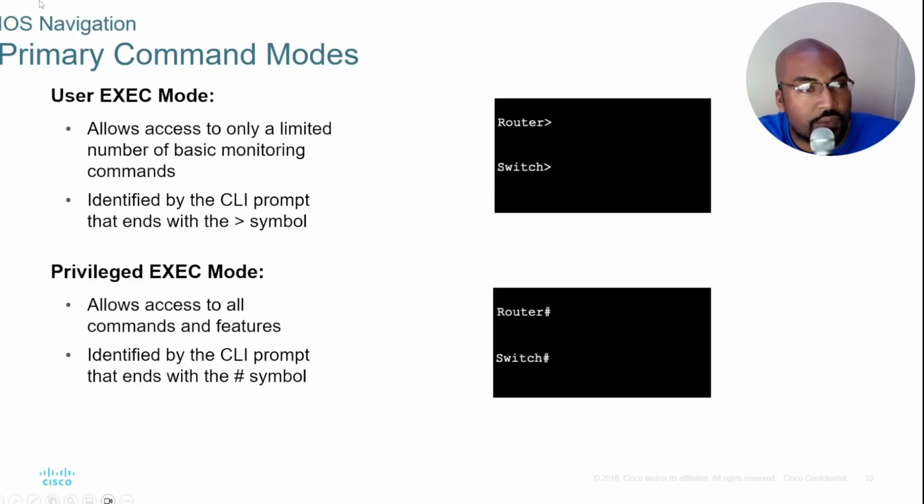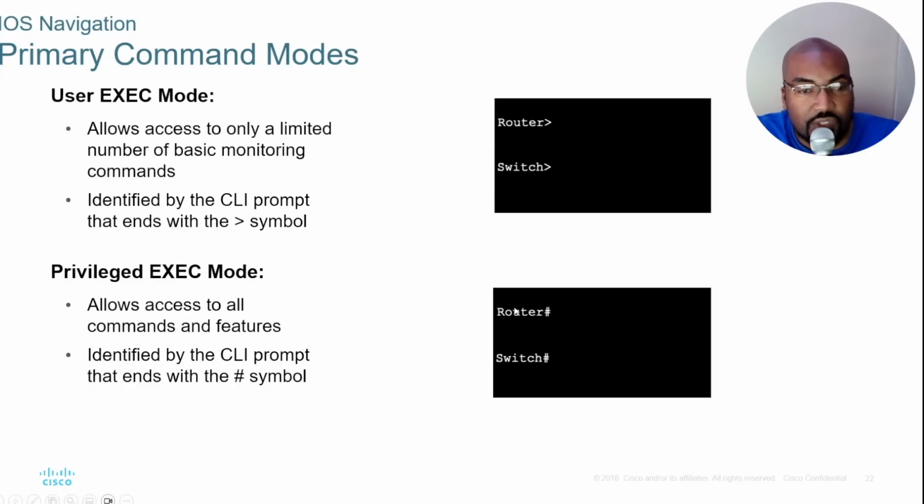The first mode is user exec mode, and that's usually signified by this, let's call this a right arrow, like that greater than sign. If you ever see that greater than sign, you are in what's called user exec mode. In the IT world, we call this the principle of least privilege. We only allow people to do what they need to do, which is basically to do their jobs. We don't give them administrative rights. So that's kind of what this mode is, the principle of least privilege, the user exec mode.